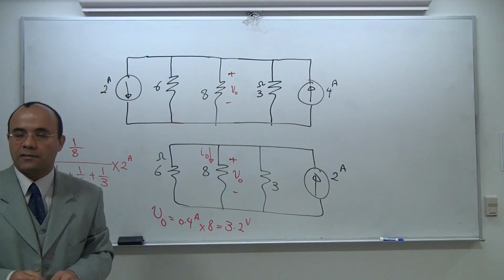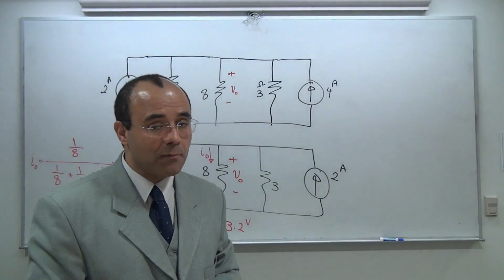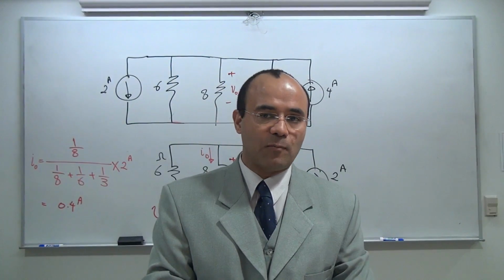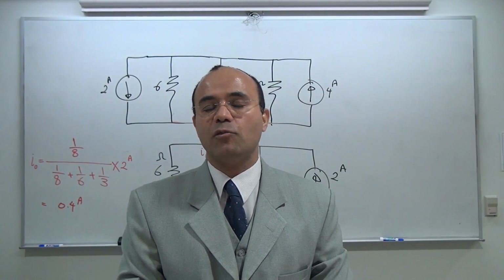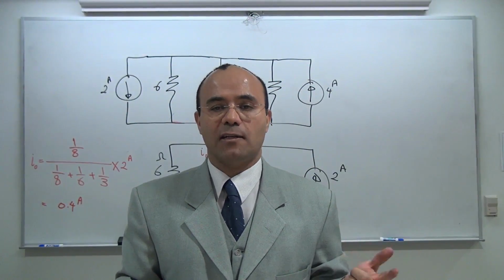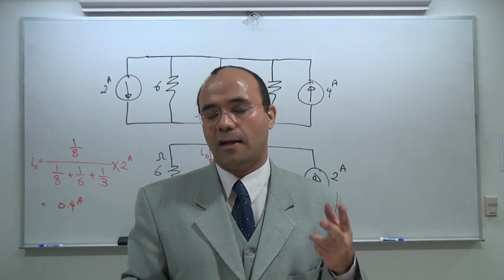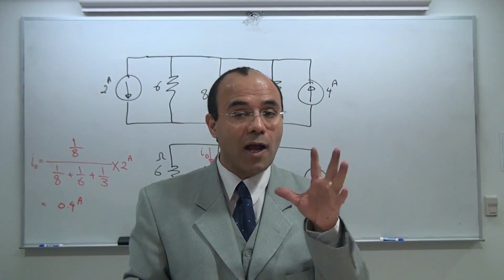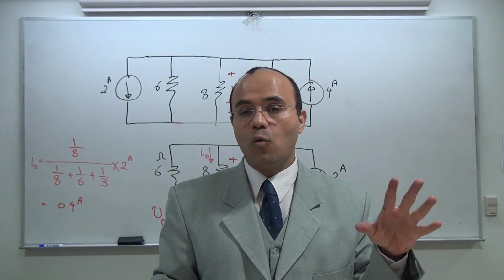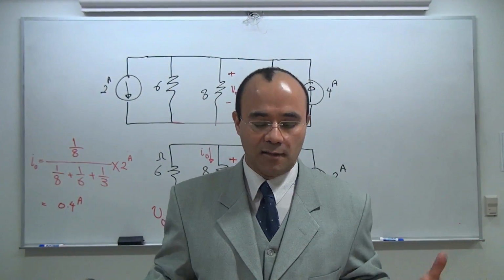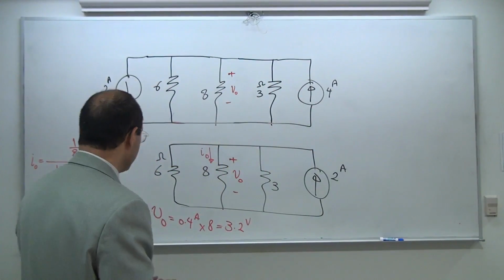I'm done. This is a source transformation. Please remember though, not all the time is source transformation a possibility. You need to make sure that you have a voltage and a resistor in series, and a current and a resistor in parallel. You need to identify those blocks. If those blocks don't exist, you can't transform them. So that's one thing.